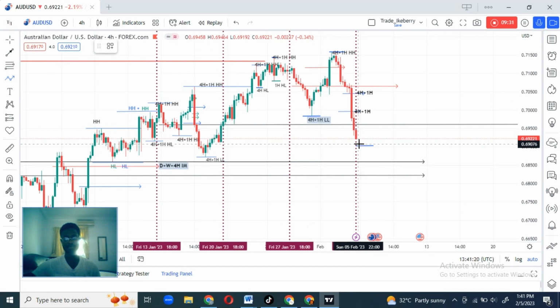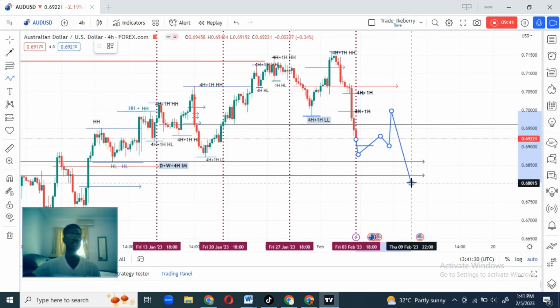We expect the 4H to come a little bit deep, move a little, and then move corrective, come in here, and then sweep to take it to the downtrend.